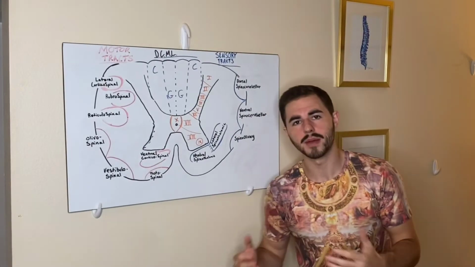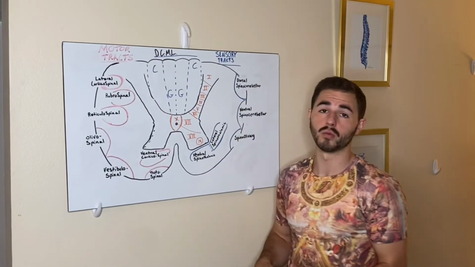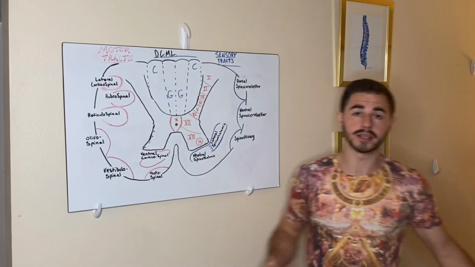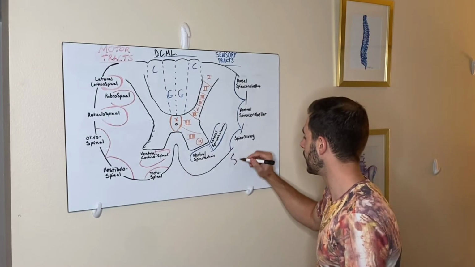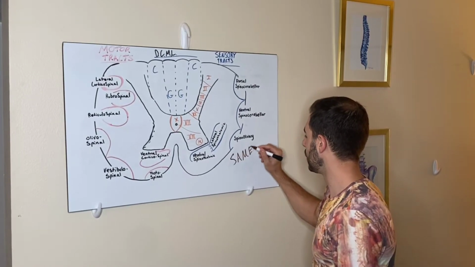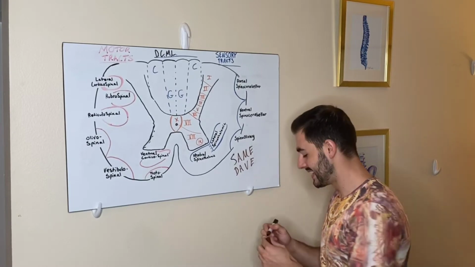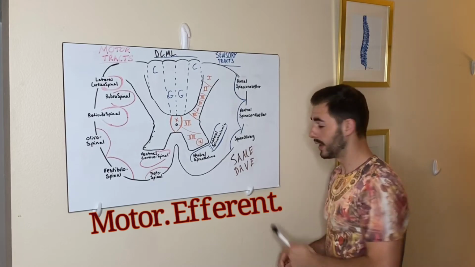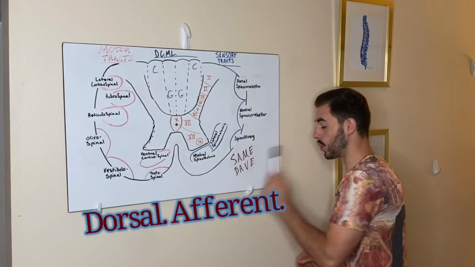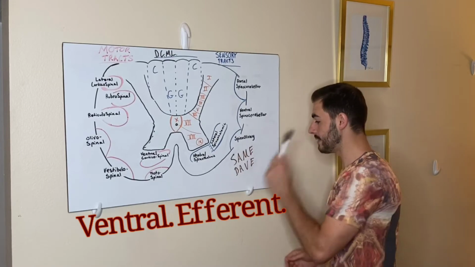All right, guys, so remember what I said. We have to know the difference between dorsal and ventral and whether it's sensory or motor. So the way we remember this is the mnemonic SAME, DAVE. So what's that mean, John? Well, I'm going to tell you. SAME is sensory, afferent, motor, efferent. DAVE is dorsal is afferent, and ventral is efferent.